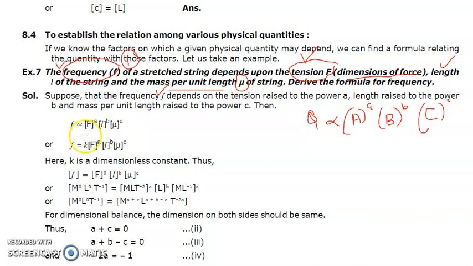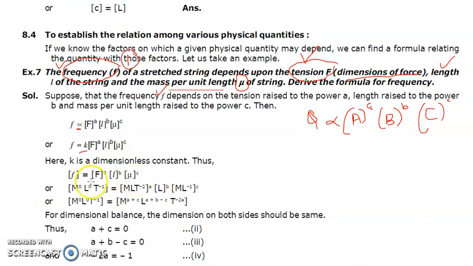Okay. Now when we remove this sign of proportionality, there would be a constant K, and K is a dimensionless constant, so we'll simply write it as K only. Now force has the power A, length has power B, and mass per unit length has power C, and we have to calculate these values only, that is the values for A, B, and C, the powers of force, that is tension, length, and mass per unit length.